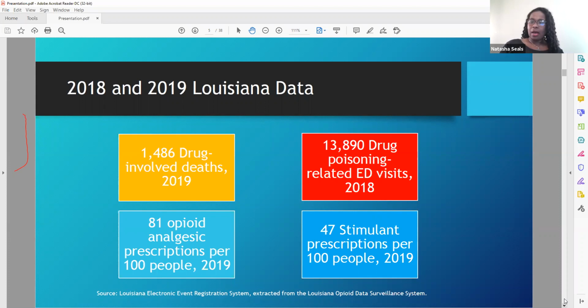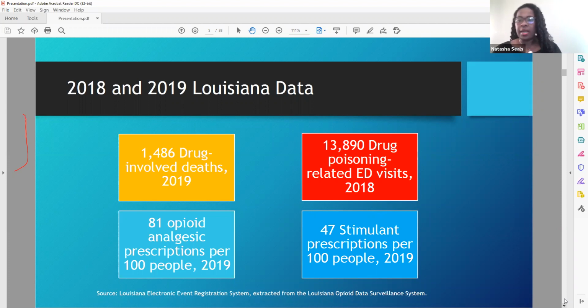There were 13,890 drug poisoning related emergency department visits. Preliminary data for 2020 as it relates to emergency department visits also says that there has been a consistent increase in all drug-related harms, as well as opioids, as well as heroin. So that problem still persists.